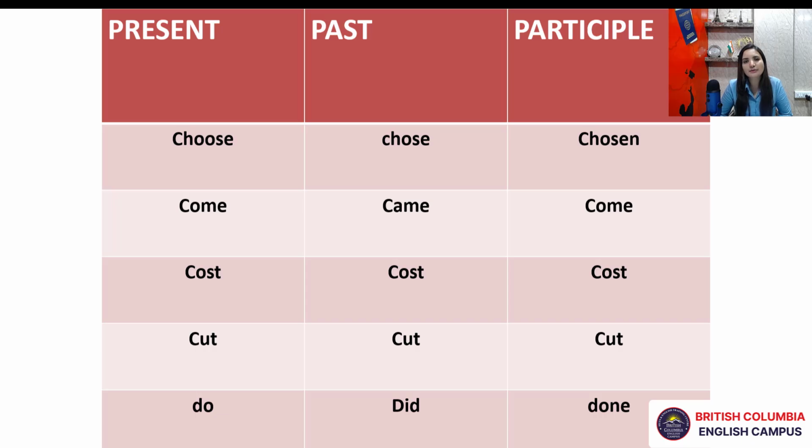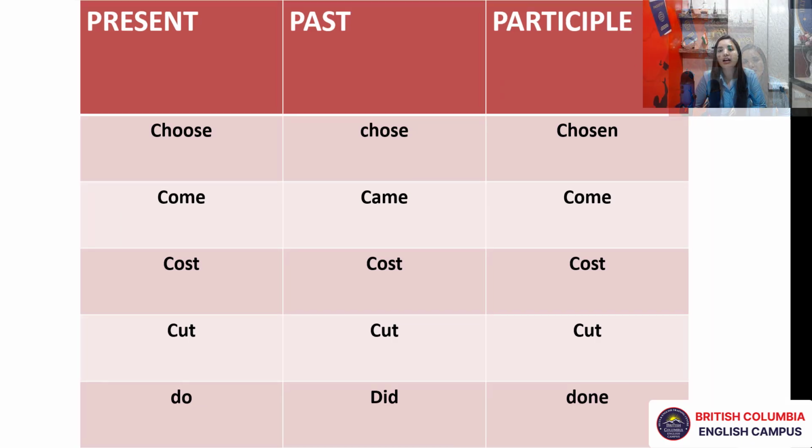Now for the participle form, the verb is again come. So let's curate a sentence onto this. I like to come to my work. I repeat, I like to come to my work.